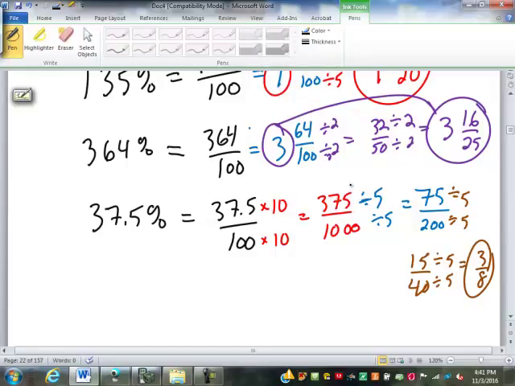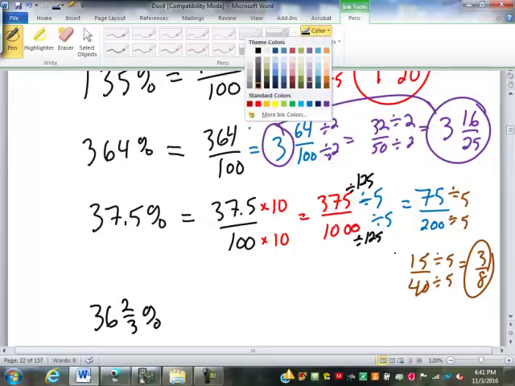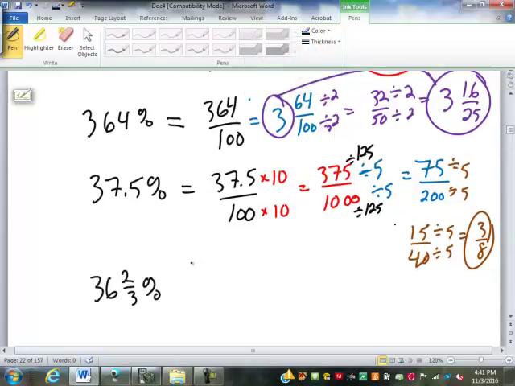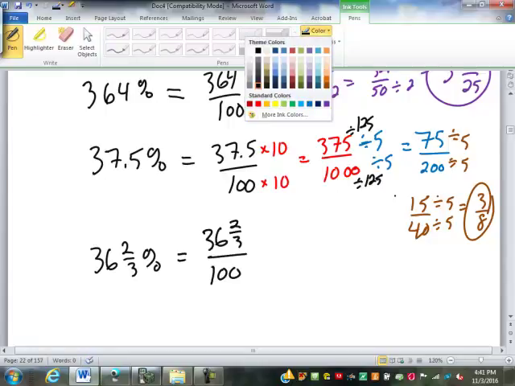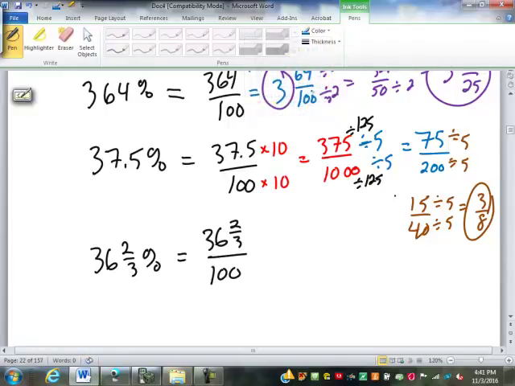You could have, if you'd seen it, divided by 125 right from the start. How about 36 2/3%? Well, that is 36 2/3 over 100. Now we don't like having fractions inside our fractions any worse than we like having decimals inside our fractions. So we've got to do something here.